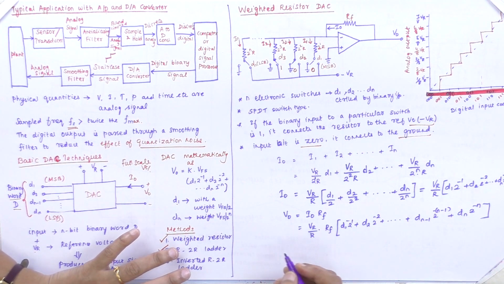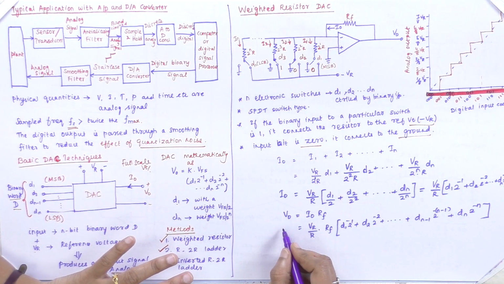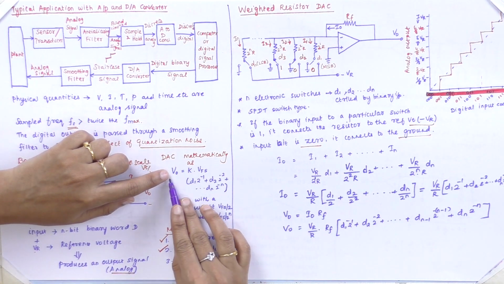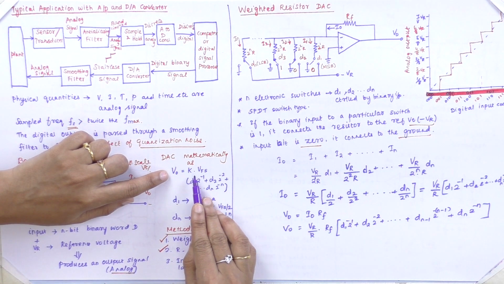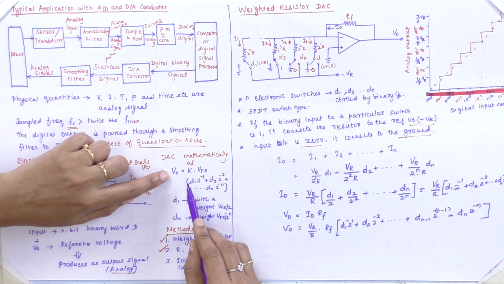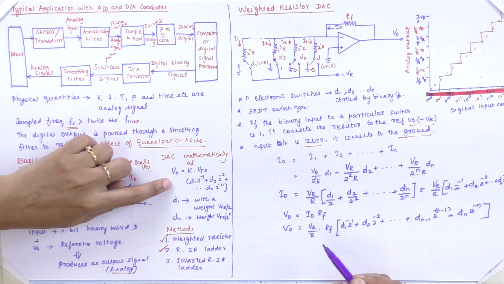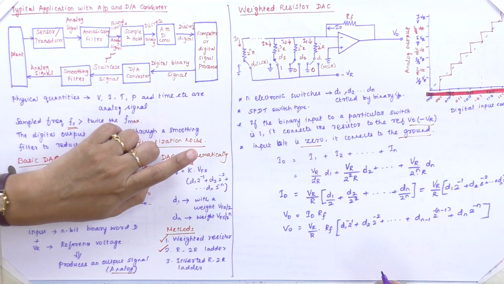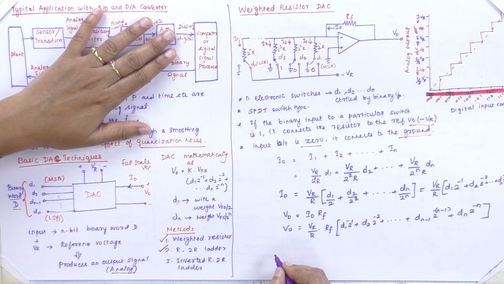In this, I have to write the expression V0 is equal to K into VFS into this factor. So this factor remains as such, along with K and VFS. Here that VFS I can mention as VR.